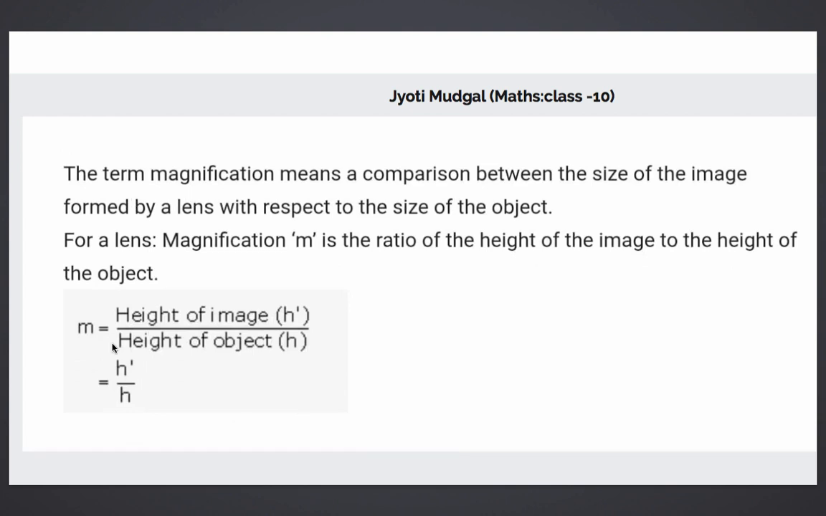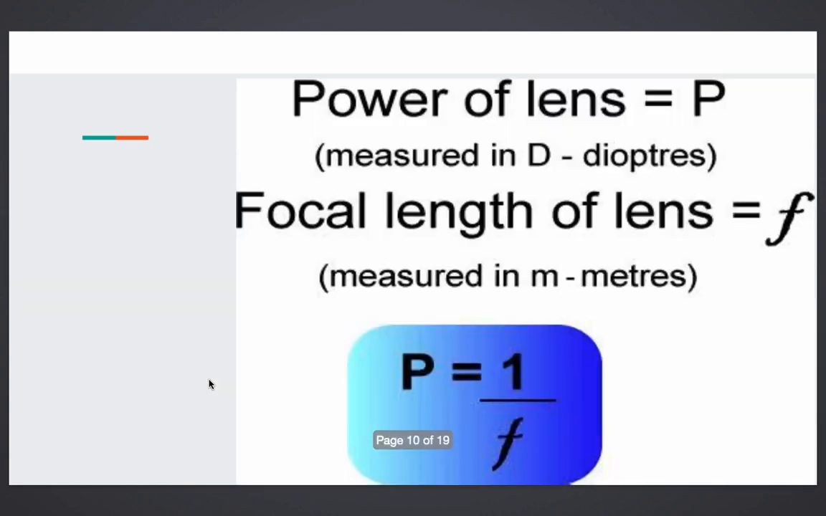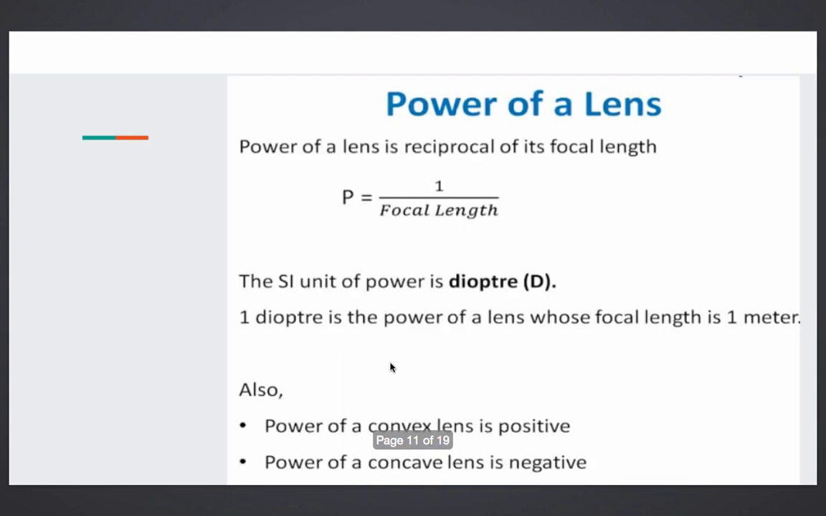Also, I discussed with you the magnification m, which is equal to height of image, or we can say size of image, upon size of object. Correct? Let's see the sign conventions for the same. Power of lens and focal length of a lens, how are the two related? I told you they are inversely proportional to each other. Power is equal to 1 upon focal length, the reciprocal of the focal length, where focal length is always expressed in meters and power is in diopters. Also, the sign conventions for the two I have told you.